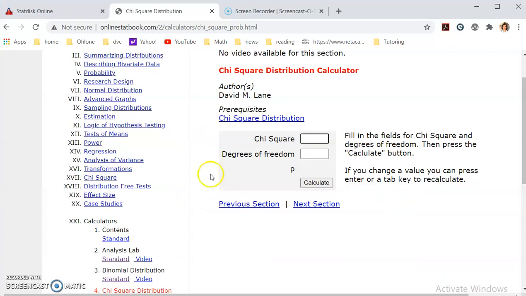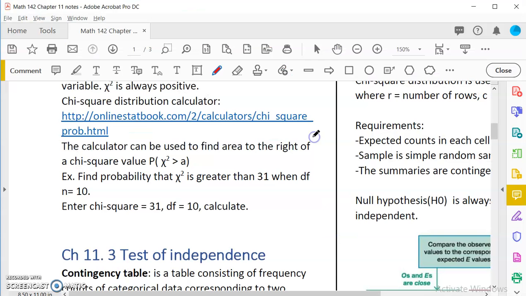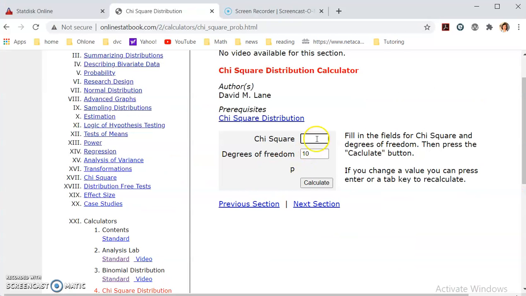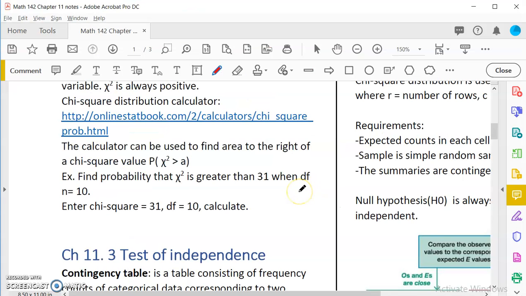So if the degree of freedom is 10, I would put 10 here. My chi-square number is greater than 31. Calculate 0.006. So the chance of having, oh no, the degree of freedom. Okay, so I should not write degree of freedom n equal to 10. I should say degree of freedom n minus 1. I should say n minus 1 equal to 10.